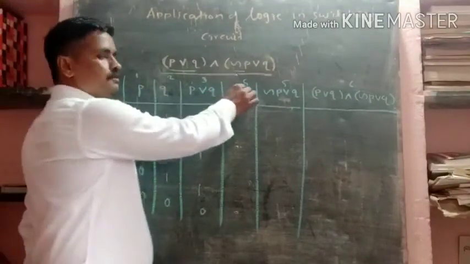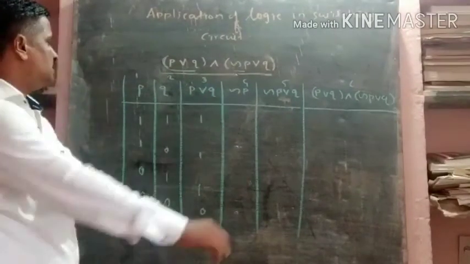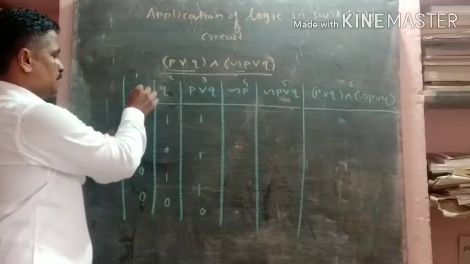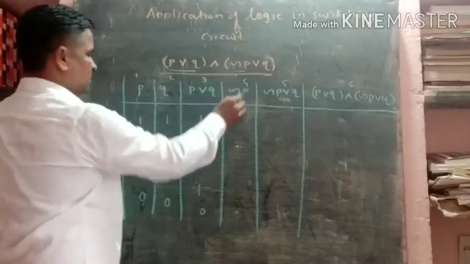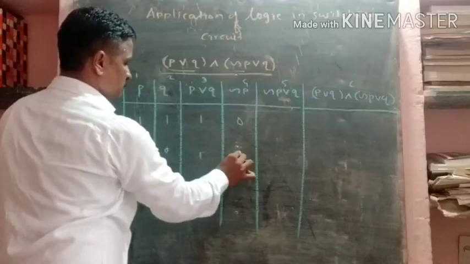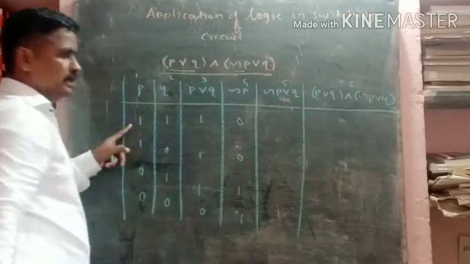So negation of P is nothing but the opposite of P. So P is 1, 1, 0, 0. Therefore negation of P is 0, 0, 1, 1.